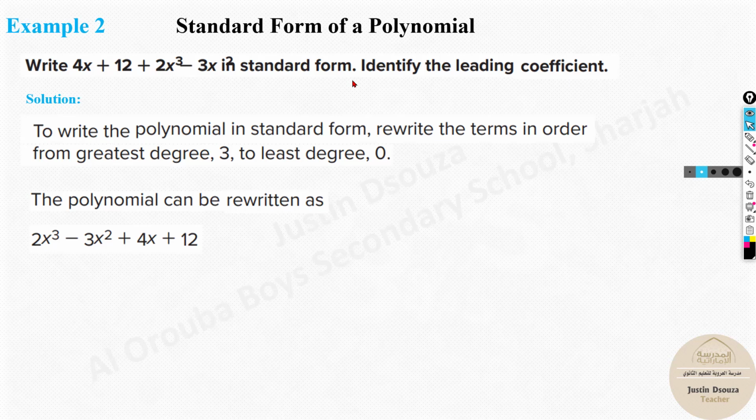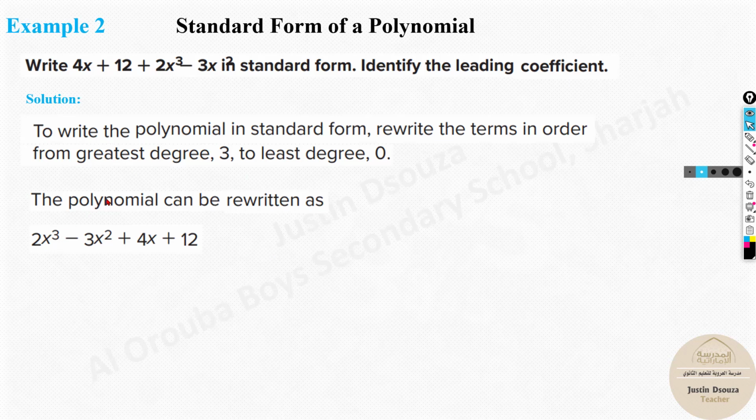Now what does standard form mean? It's basically writing everything in descending order. Descending order in the sense, write the highest degree as the first term. You can see the highest degree, right? Write it first. Then the next power, which is minus 3x squared. Then the next power. And lastly, the constant number. So it is 3, 2, 1 and 0 over here. The degrees are 3, 2, 1, 0.